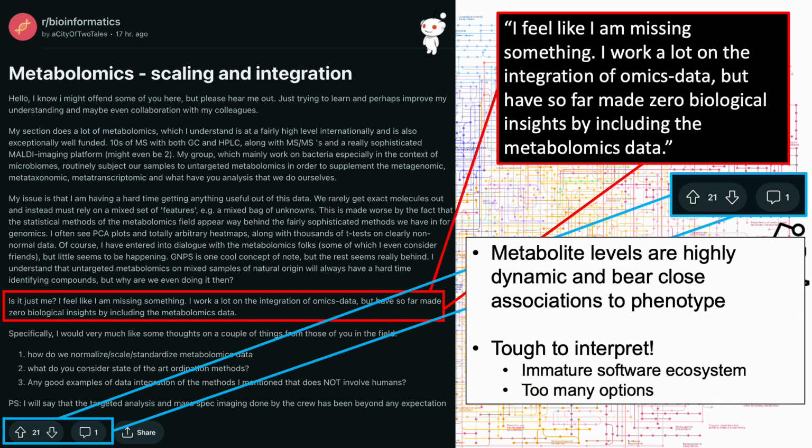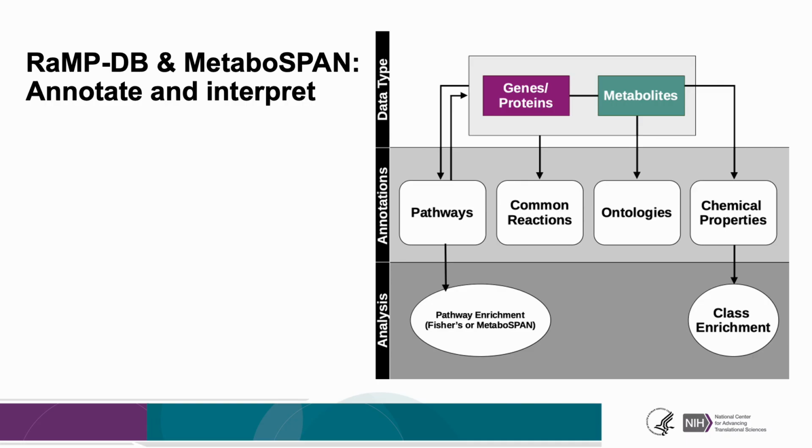Most people don't need convincing that metabolomics data are useful, as metabolites exhibit a close relationship with phenotype and outcomes. However, properties of the data have hindered the impact of metabolomics in bioinformatics research. This can largely be attributed to a lack of centralization of resources, leading to analysis paralysis. To address these issues, I'm going to talk about two complementary tools that our group have developed, RaMP-DB and MetaboSPAN.